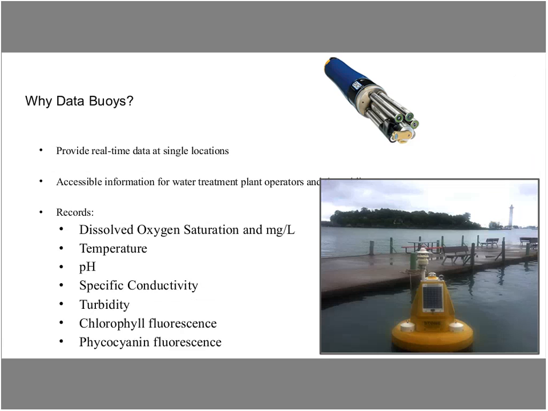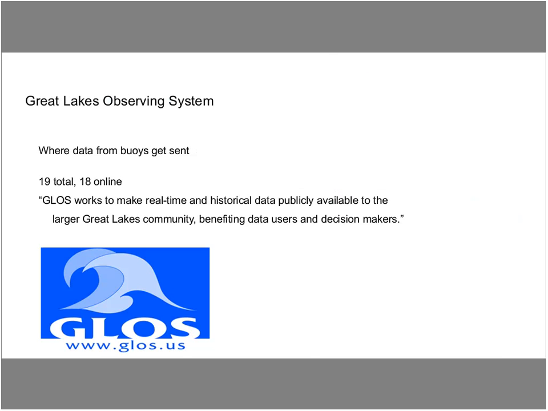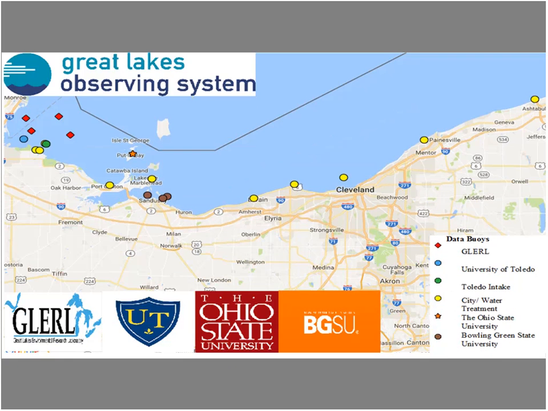So the data buoys record many different things, but what I'm interested in was the chlorophyll fluorescence to estimate total algal biomass, and the phycocyanin fluorescence to estimate blue-green algae biomass. All this information from the data buoys is sent every 15 minutes to the Great Lakes Observing System. There are 19 data buoys online right now, and this is the map of them. Most of them are in the western basin of Lake Erie because that's where most of the problems occur with algae blooms, though there are some in the central basin and the eastern basin.